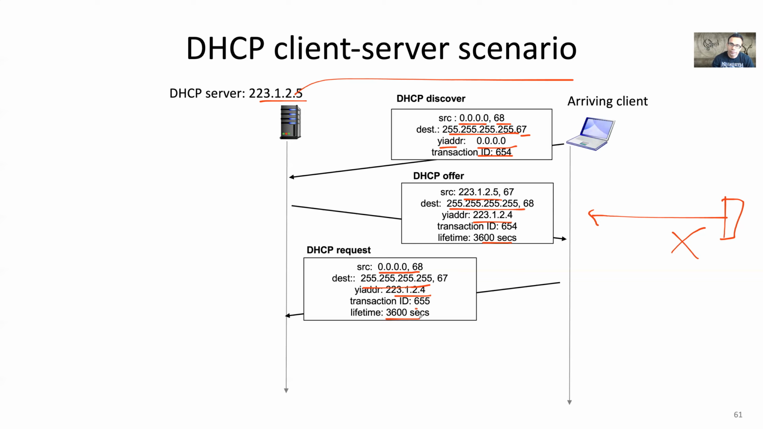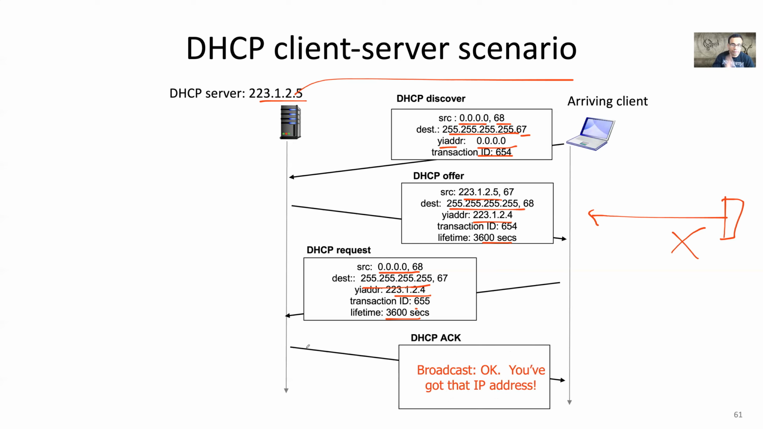Then we have the lifetime, and then we have the final ACK. Only from this point on can the client start using the address. Even this last ACK is still broadcast, because until the client receives this ACK, it cannot start using that address, right? So at this point, the client now has confirmed this address and can start using it from that point on, right?